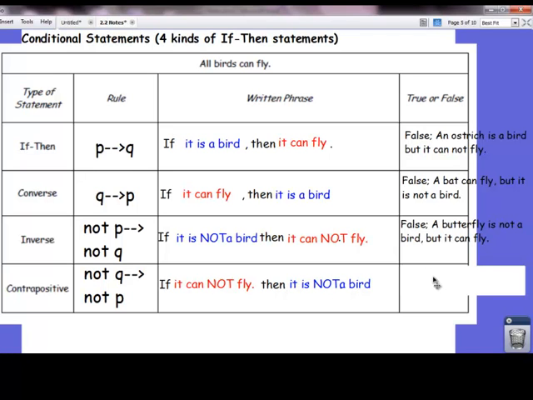Now you need to think, is this true or false? And in this case, it's false, because I can say a penguin cannot fly, but it is a bird. So it's not true that all things that cannot fly are not birds, because we do have some birds that can't fly, but they are still birds.